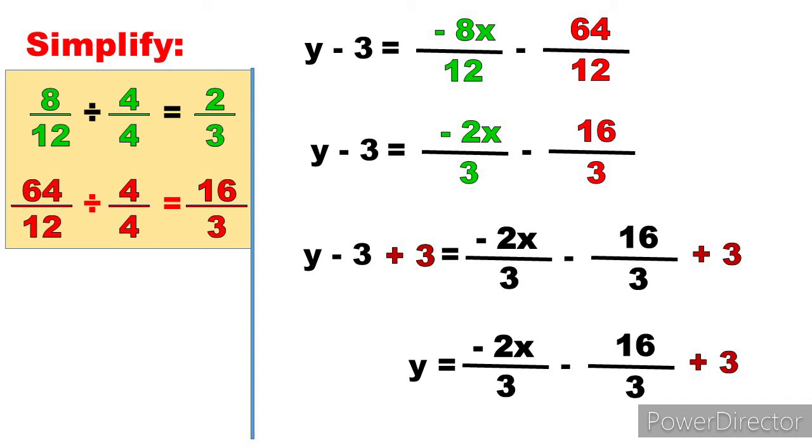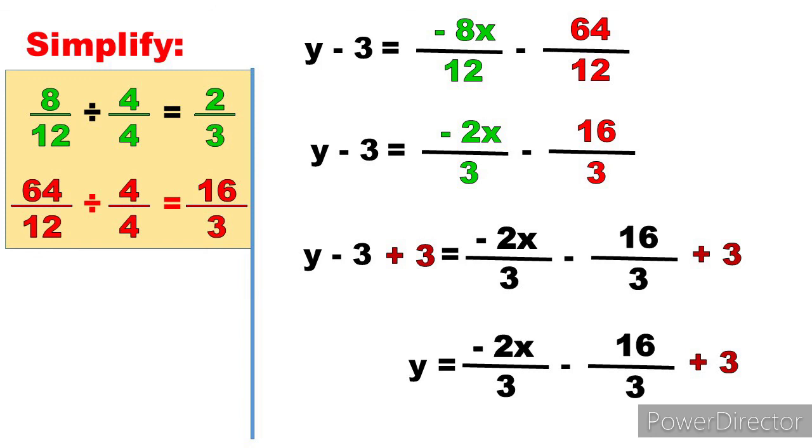Then next, we simplify 64 over 12. To simplify 64 over 12, kukunin natin ang GCF or the greatest common factor, which is 4. Okay, 64 divided by 4, the answer is 16. And 12 divided by 4 is 3. And then now we have the equivalent of 64 over 12 is 16 over 3. And then now we have the equation of y minus 3 equals negative 2x over 3 minus 16 over 3.